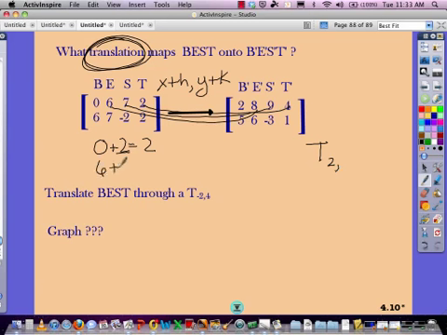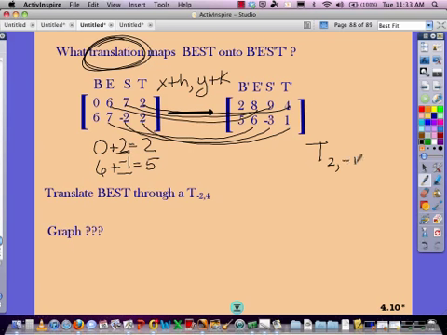6 plus what gave me a 5? Well, 6 plus, in this case, it'd have to be a negative 1. Check the other ones. Is 7 plus negative 1? Is negative 2 plus negative 1? And is 2 plus negative 1? 1. So if they all work out, then you're good. If something's wrong, you want to go back and check your arithmetic.